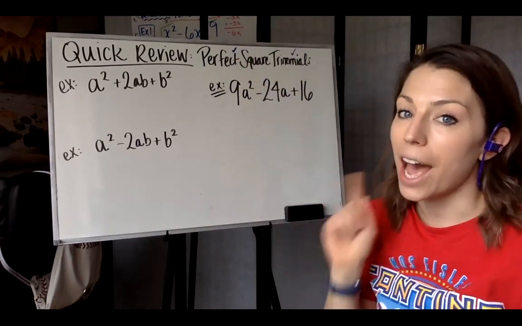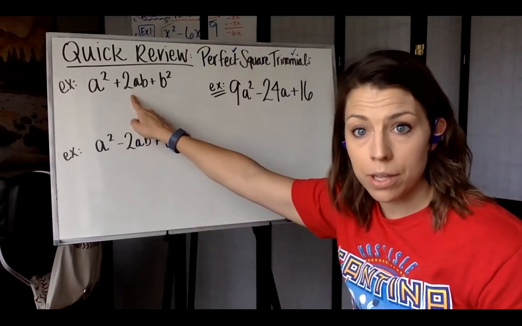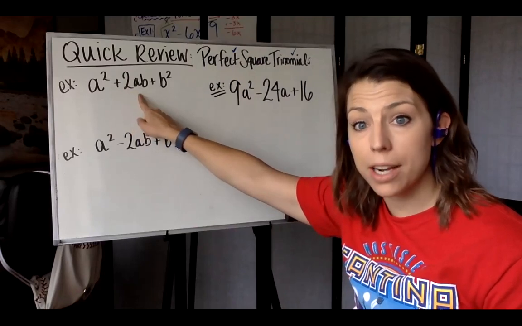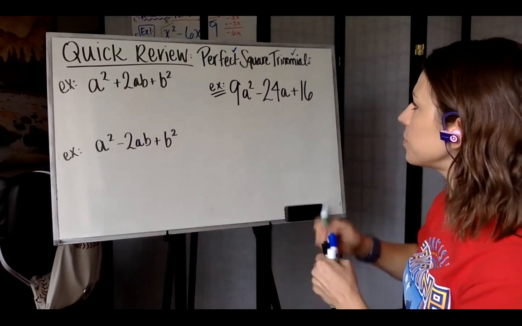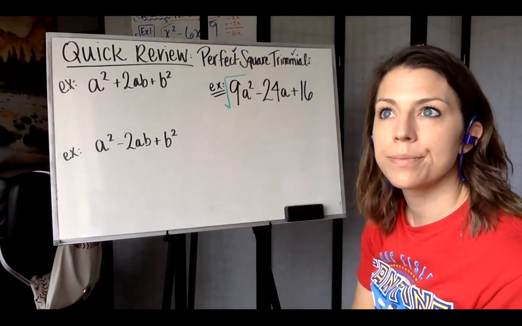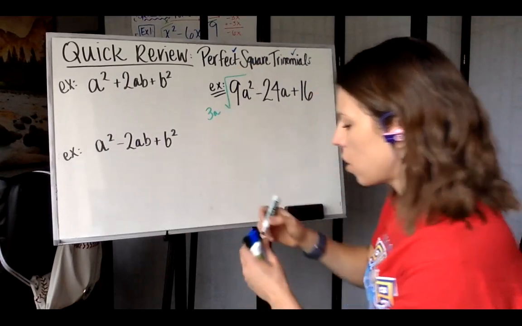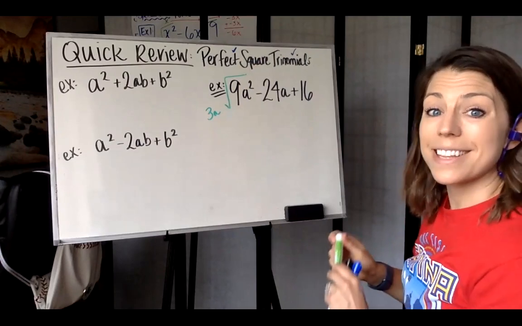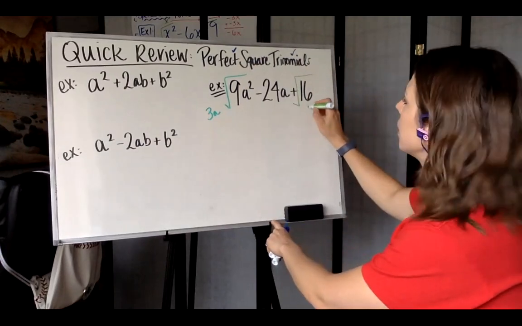Now here's the deal. You have to check that middle term. So you're looking for, is the middle term twice the product of the square roots of the first and the last term? So let's just see if that's actually true. Take the square root of the first term. What's the square root of 9a squared? 3a, okay? So that's 3a. Take the square root of the last term. What's the square root of 16?